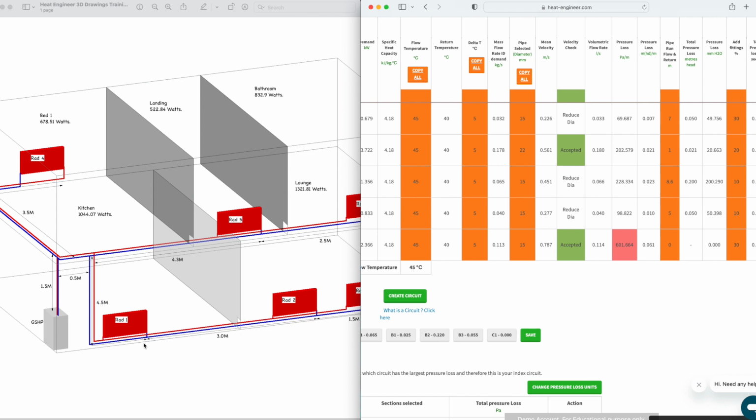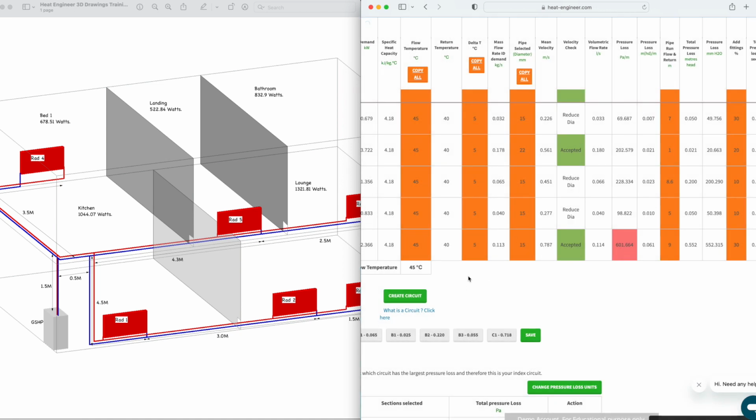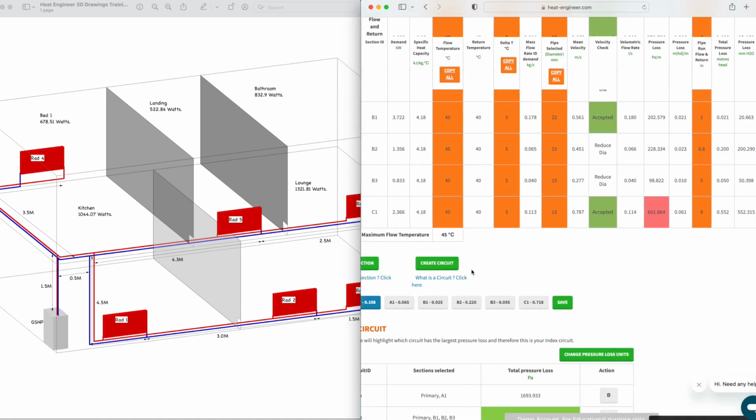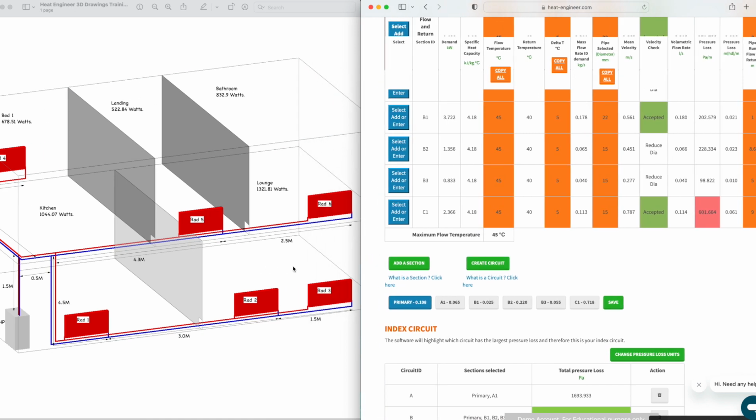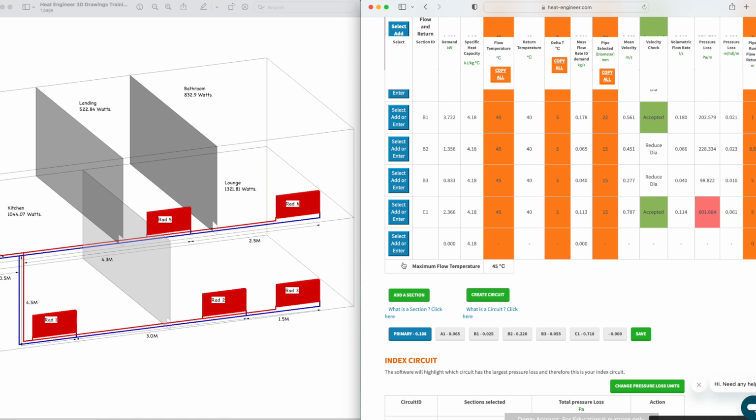Again, we're upstream, so we come down to the right-hand side of the radiator. If the flow was coming in that way, we'd go to this side of the radiator. 4.5 meters, flow and return, so we double it up, and that becomes 9. We click on that, and that's 9. Job done. And then the last section that we've got to do is just to this one radiator out here. I think we'll call it, this is just the one radiator heating this room. So we add another section, and we're going to call this C2.